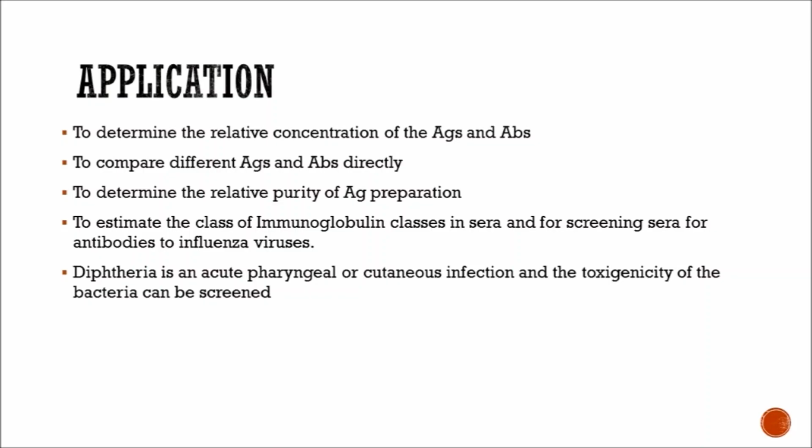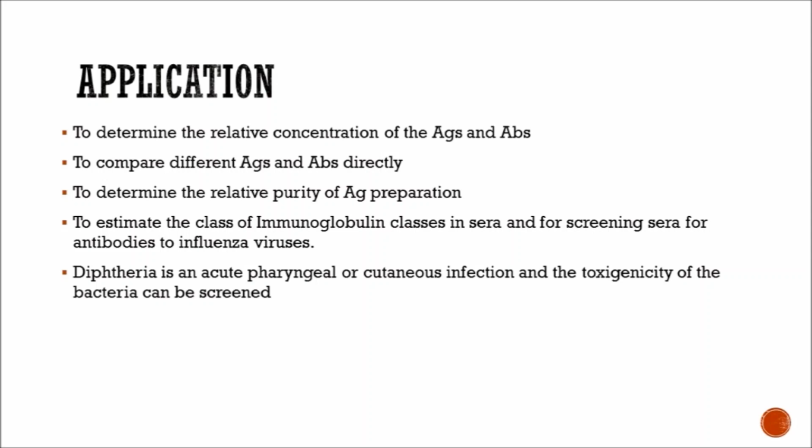The application part. The technique can be used to determine the relative concentration of antigens and antibodies, that is by the radial immunodiffusion method. The Ouchterlony double diffusion method can be used to compare different antigens and antibodies as discussed. And the relative purity of the antigen prepared can be assessed by having the standard antigen.